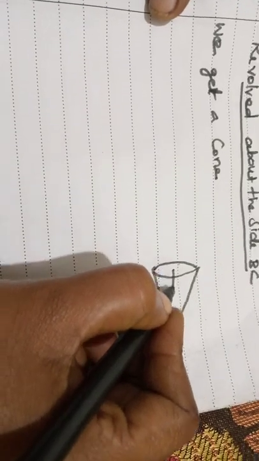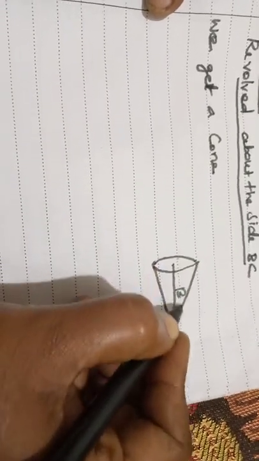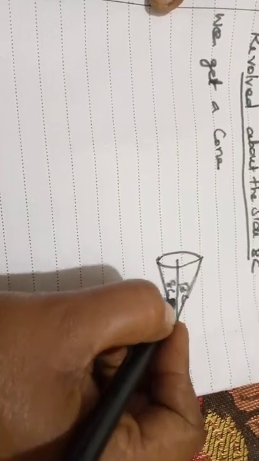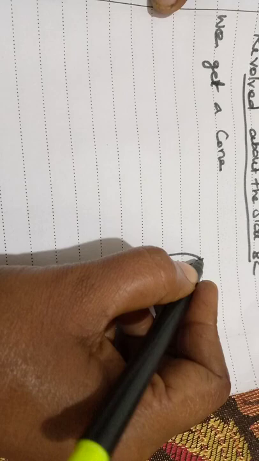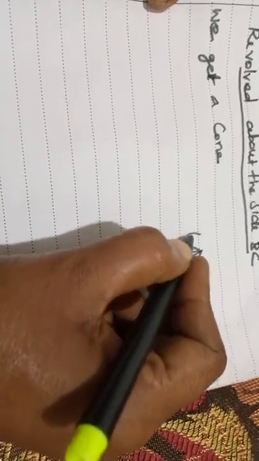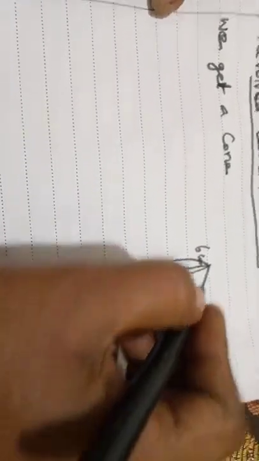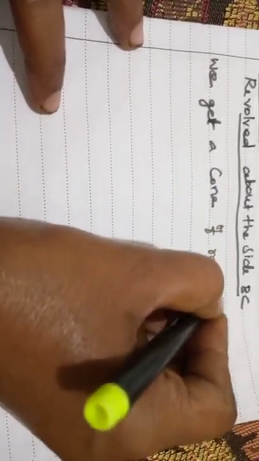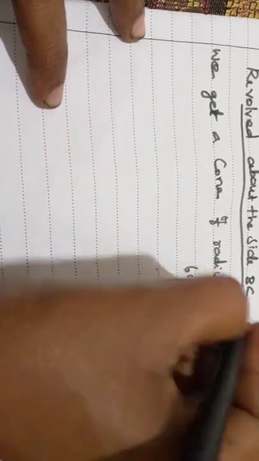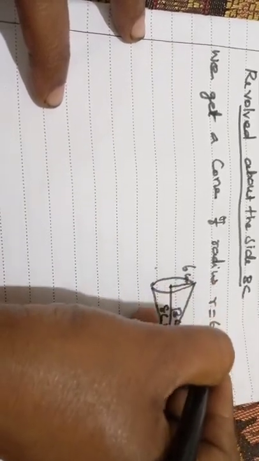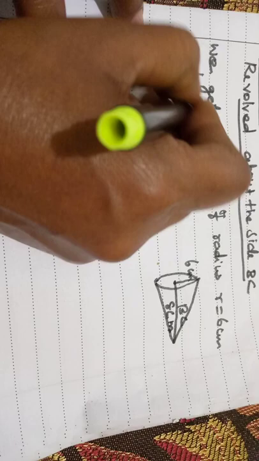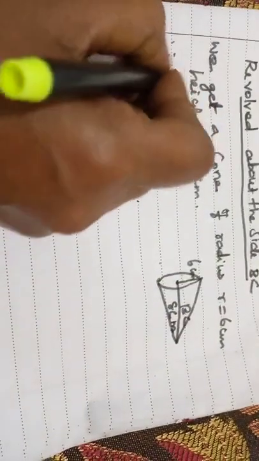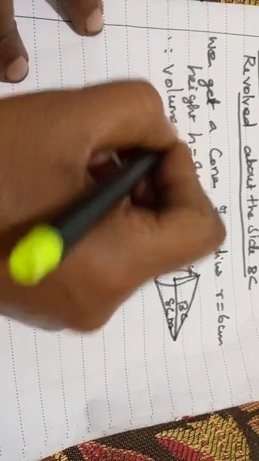So this is the height BC, that is 8 centimeter. This one is 6 centimeter. So we get a cone of radius 6 centimeter. So radius r equals 6 centimeter. Height is equal to 8 centimeter. Therefore, the volume of a cone, same formula.